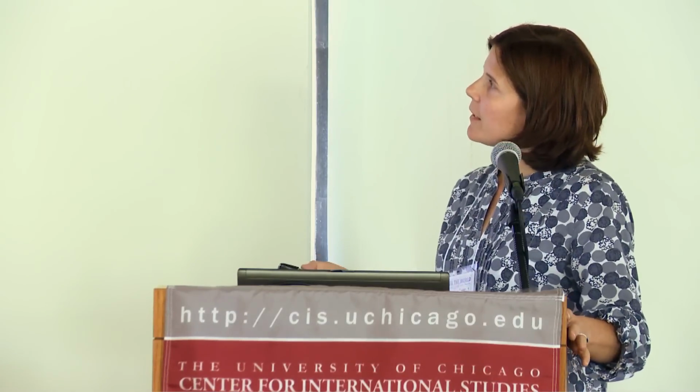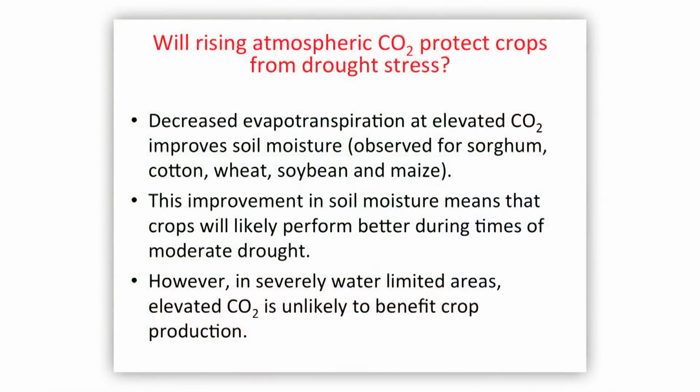And so, to summarize, what we know is that the decrease in the amount of water leaving crop canopies at high CO2 improves soil moisture, and this has been observed for a range of crops. And this improvement means that crops will perform better during times of moderate drought, and this is particularly true in the temperate regions. But even in severely water-limited areas, elevated CO2 is very unlikely to benefit crop production.